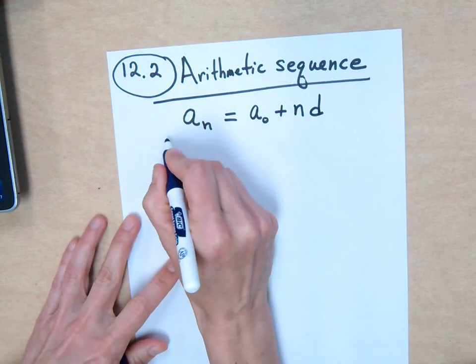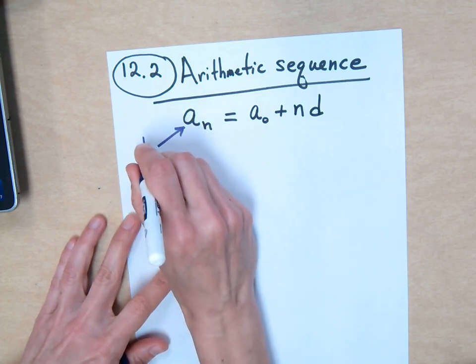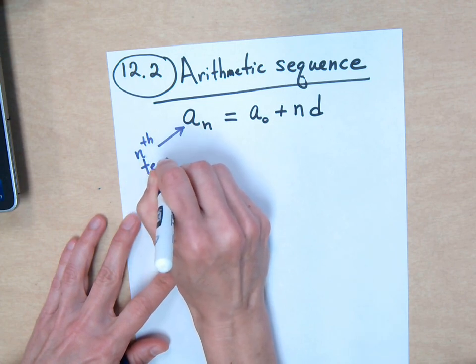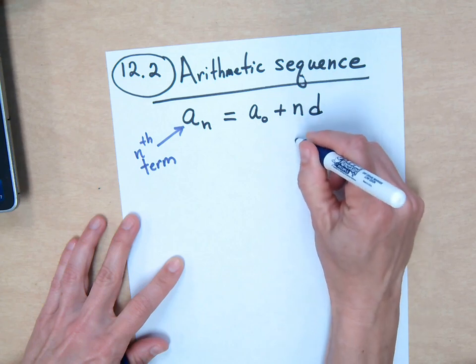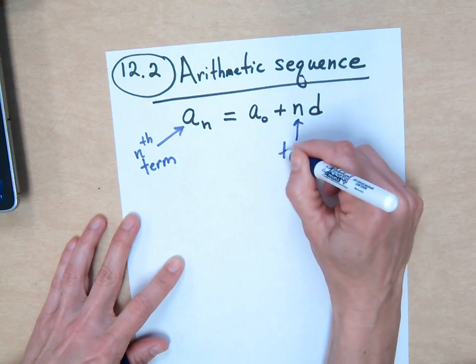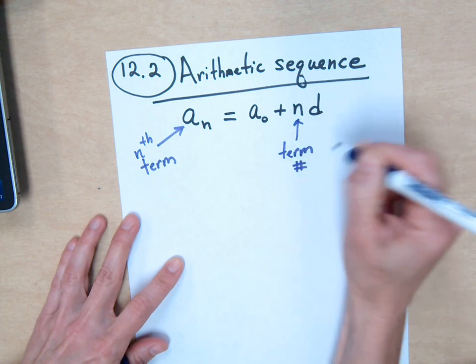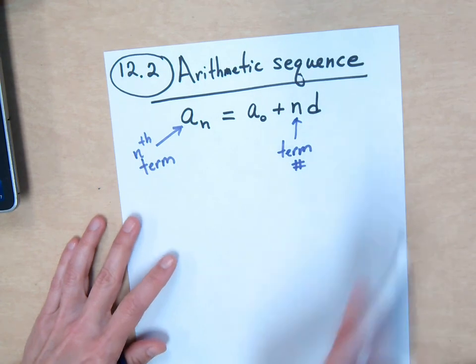In the equation, this stands for the nth term. That's why it's a sub n, nth term. And this n stands for the term number. Those things you don't even have to find. You leave those alone. That's the term number. Like if I want the 5th, yeah, you just leave those alone.